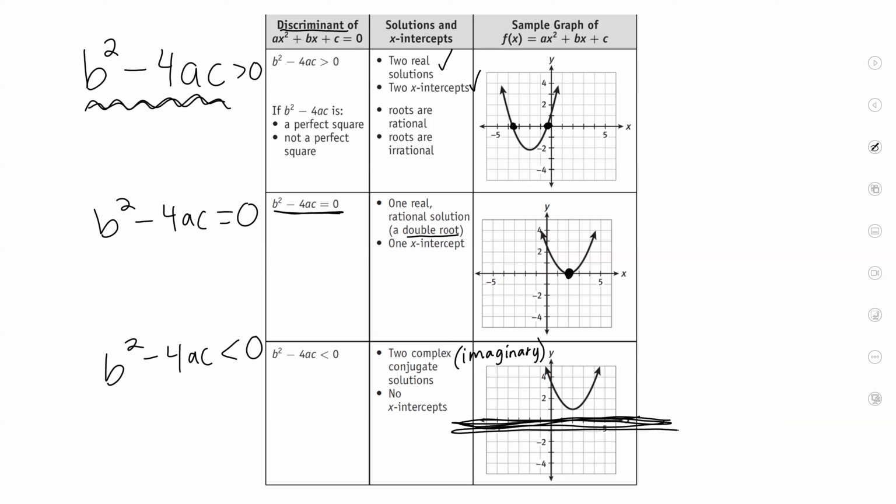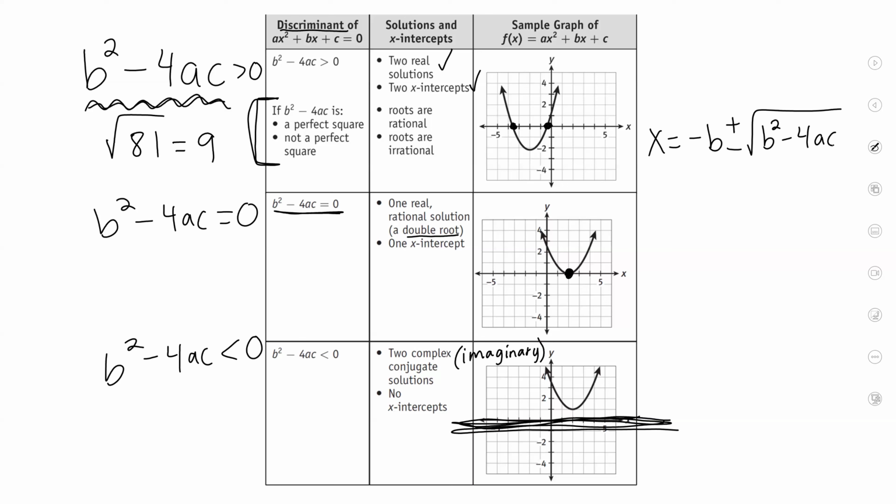Okay, one thing that I want to point out are these extra bullet points that we have right here. It says if your discriminant is a perfect square. So let's say, for example, the perfect square is 81. What is the square root of 81? 9. So that means when you put this in the quadratic formula, x equals negative b plus or minus square root, your discriminant is right here. That's your discriminant, b squared minus 4ac, all over 2a.